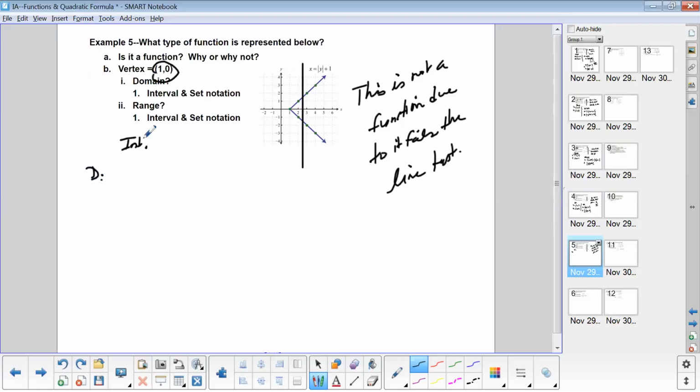So the domain in interval notation, this is important, the vertex. So the domain would be all values as far left as -1, and we're going to include it, and it'll run to positive infinity. And our range is everything increasing in this direction, so we are looking at all real numbers for range in interval notation.